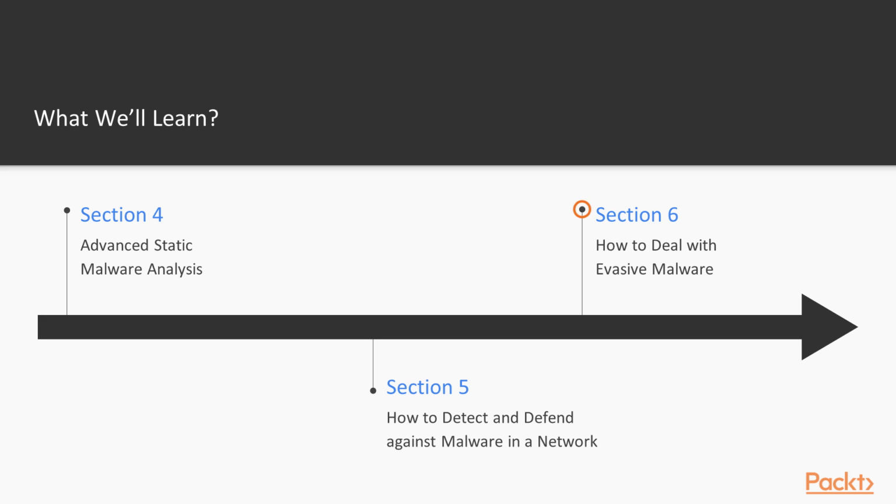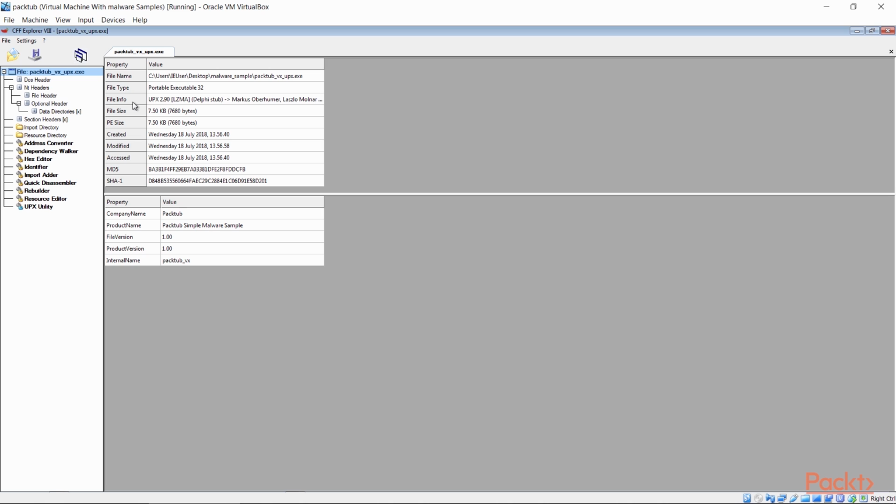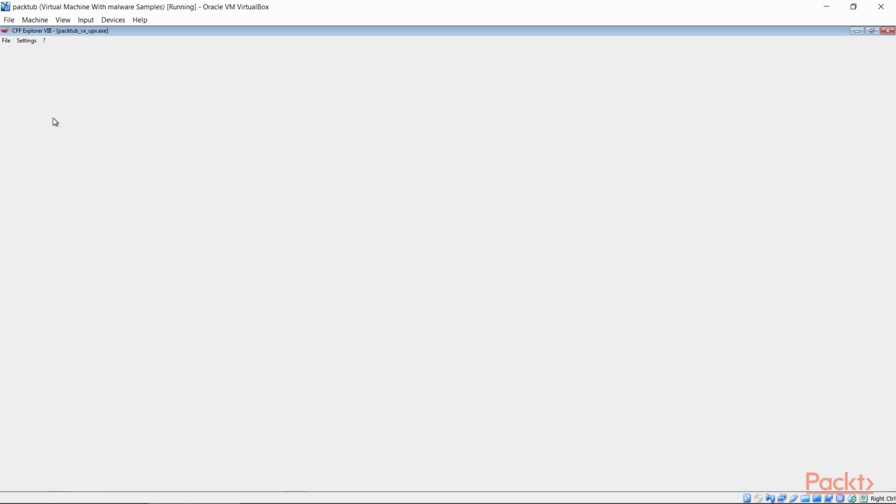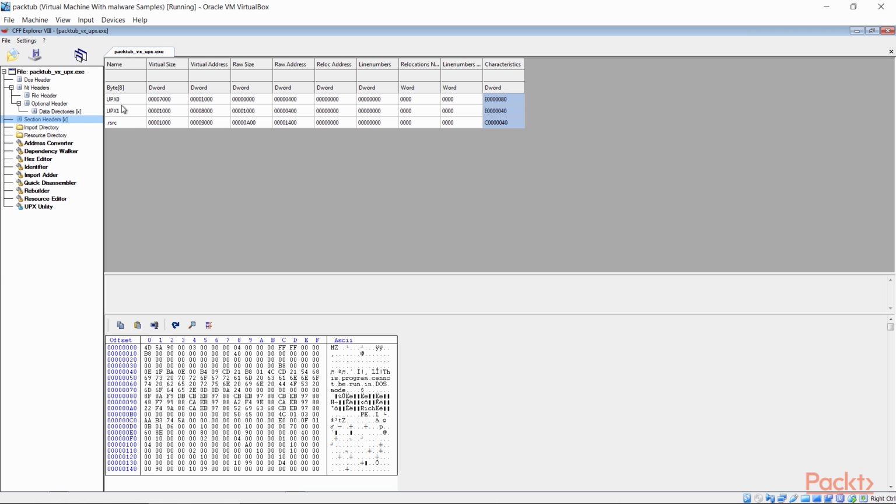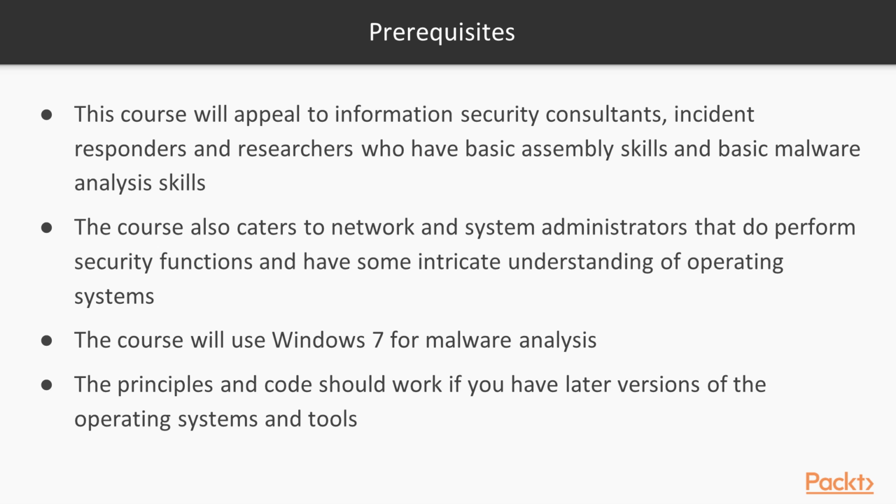Lastly, we will discuss how to deal with evasive malware, and in this particular instance, we'll be looking at a few packers and how to deal with packed malware, which is among the most common strategies when it comes to hiding a malware's intent. As you can see, the course is going to be feature rich, and this will really build up your skills.